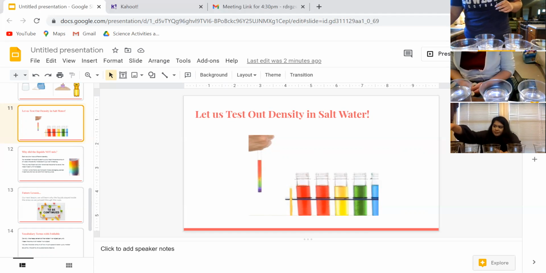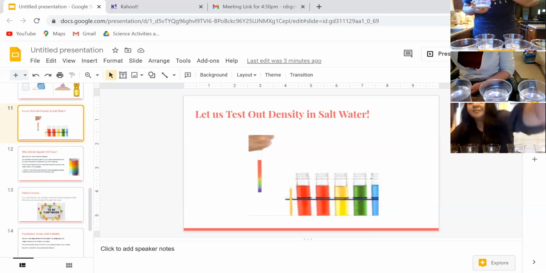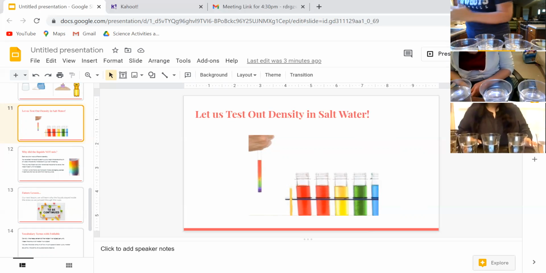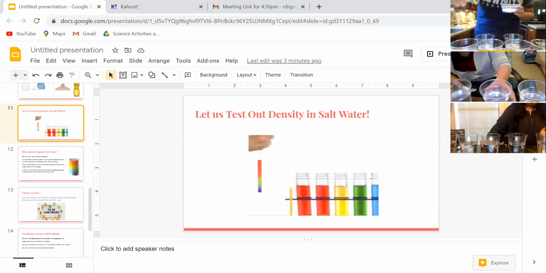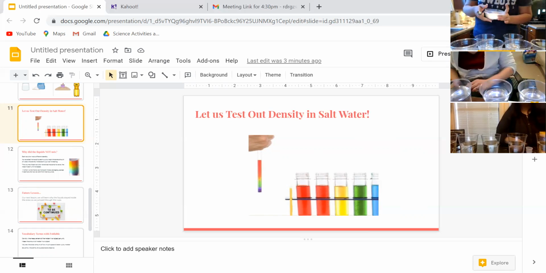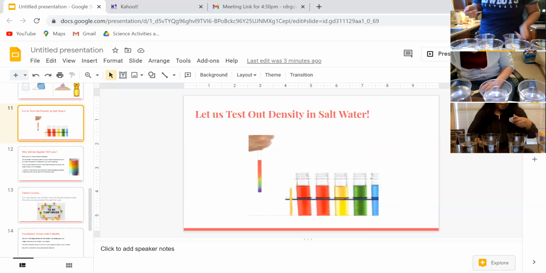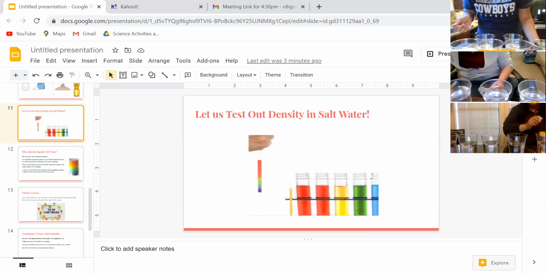So the next step that we're going to do once we're all ready is we want to get our salt and a teaspoon for measuring. So we want to get 1 teaspoon and just some salt. Awesome. And are we ready for the next step with our salt? Yes. Awesome. Okay.